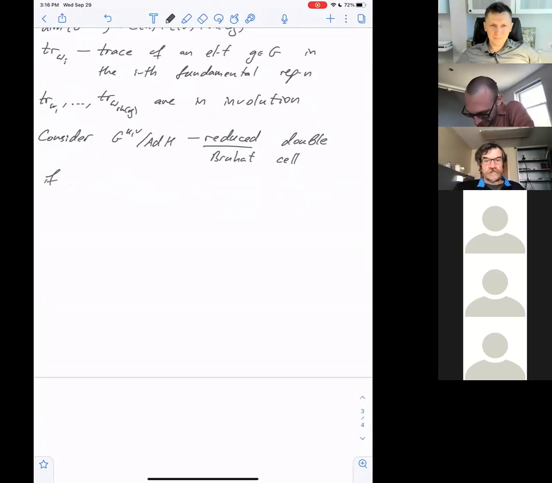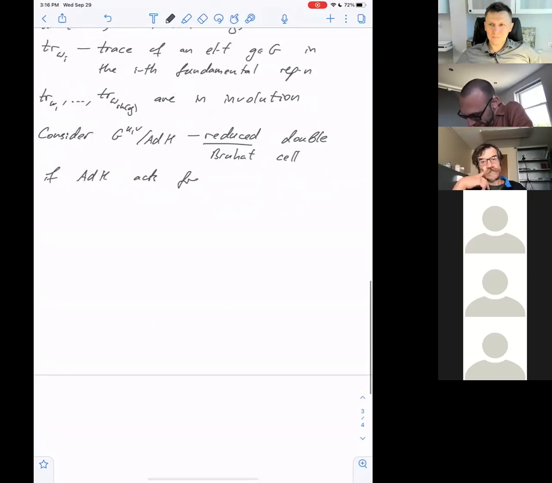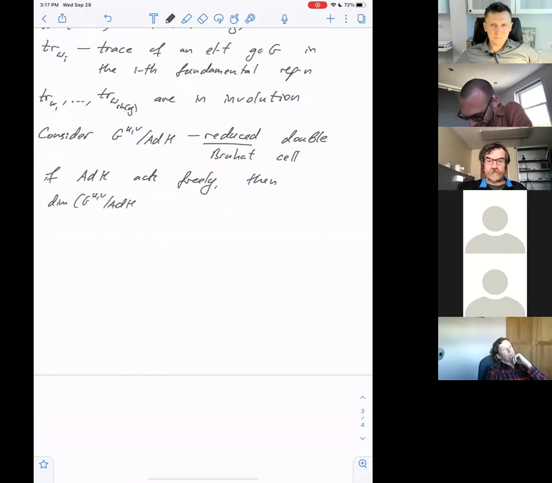So if ad H acts freely, then the dimension of this reduced double Bruhat cell is the length of u plus the length of v.